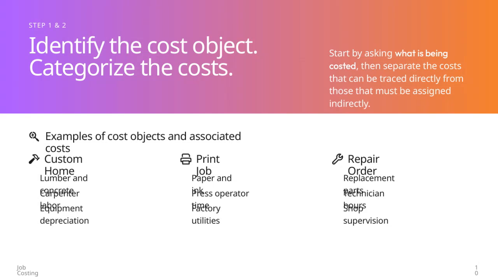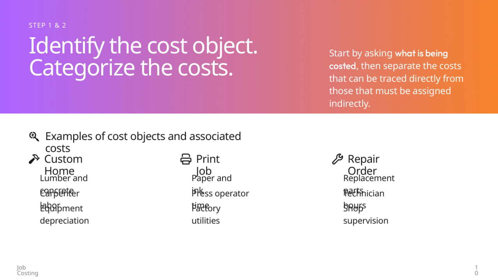The first step in job costing is to identify the cost object. Essentially, we need to determine exactly what we are costing. Once we know the cost object, we categorize the associated costs into two groups, those that can be directly traced to the object, and those that must be assigned indirectly. For example, if the cost object is a custom home, direct costs would include lumber, concrete, and carpenter labor, while indirect costs might cover equipment depreciation.